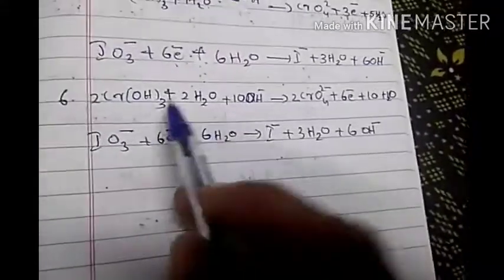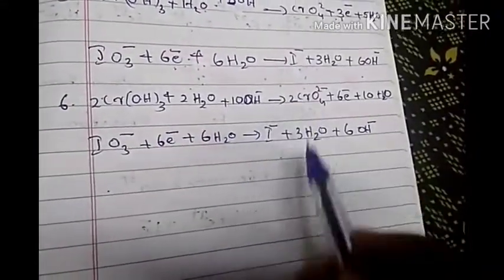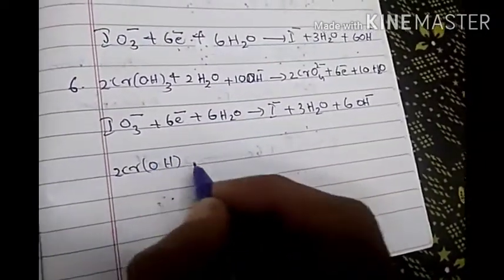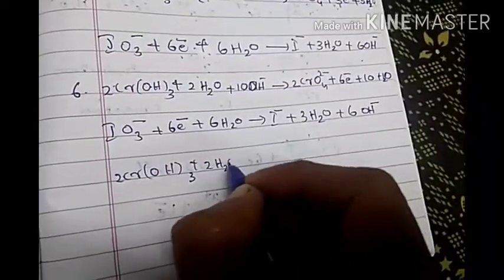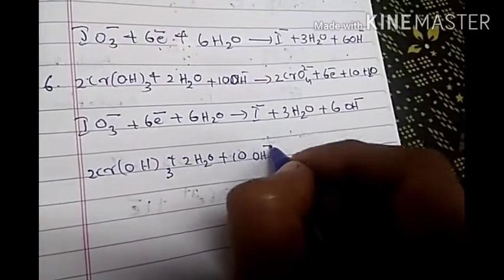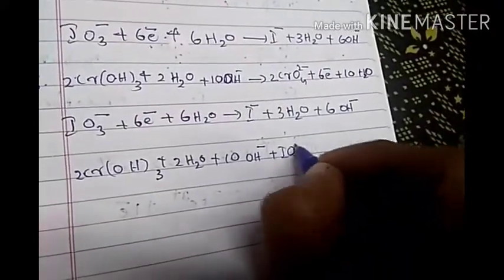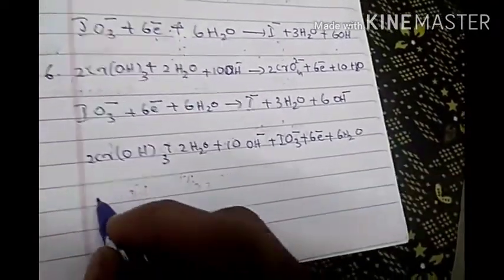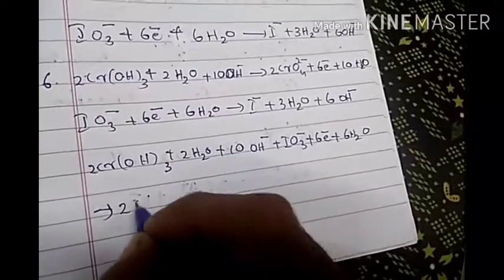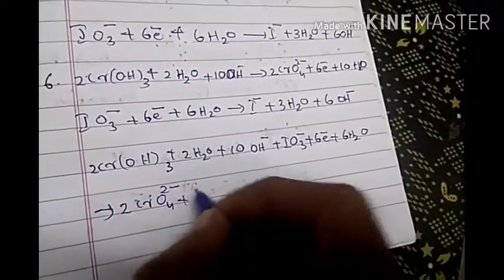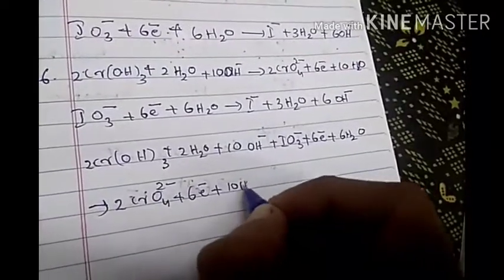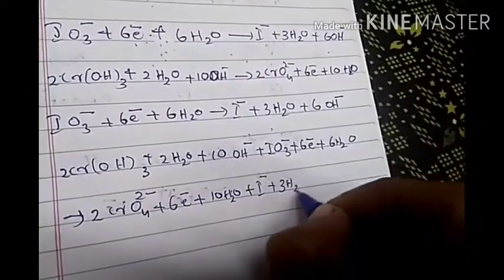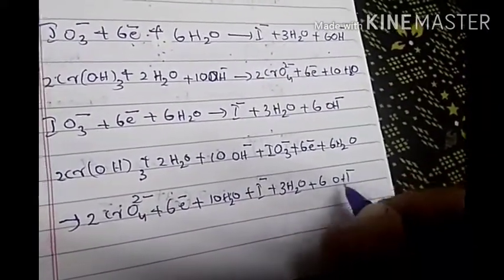Now in the next step we have to add the reactant sides together and then the product sides together. So when we are adding the reactant side we will get 2 Cr(OH)3 plus 2 H2O plus 10 OH minus plus IO3 minus plus 6 electrons plus 6 H2O. This is the reactant side, which gives the product side, that is 2 CrO4 2 minus plus 6 electrons plus 10 H2O, then plus I minus plus 3 H2O plus 6 OH minus. This is the product side.